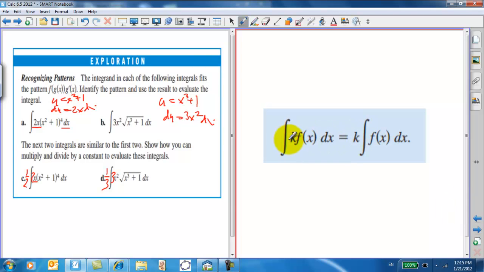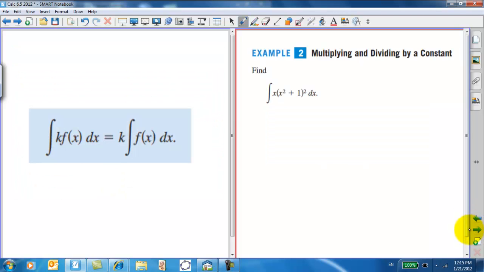And this is the key idea here. See how that constant k, that's in the integrand right now, on the right side, I've moved it outside the integral symbol. So that's what we're going to need here in this first one. Find the integral of x squared plus 1 quantity squared dx.